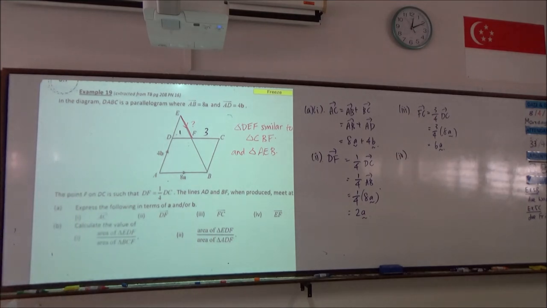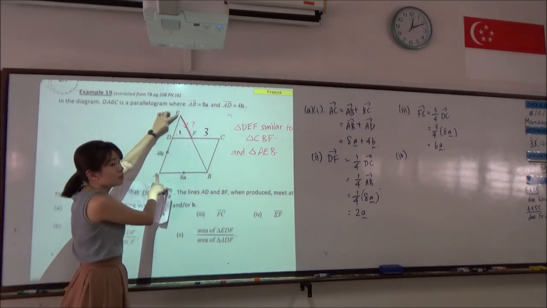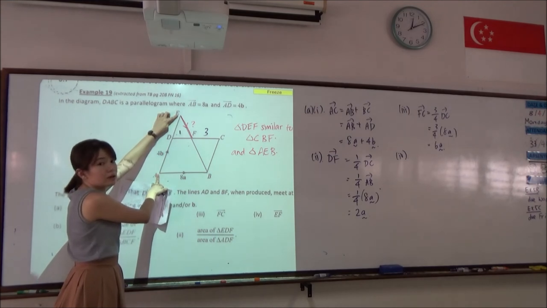We know DF, then find DEF. We know DF, we find DF, then can find ED? What's similar, right? You only have DEA, but we only have DA. We do not have EA. Oh, yeah. Okay? So you get what I'm trying to say?